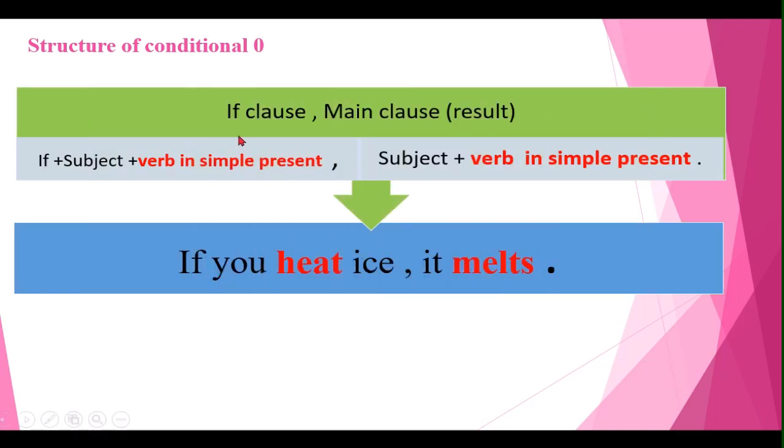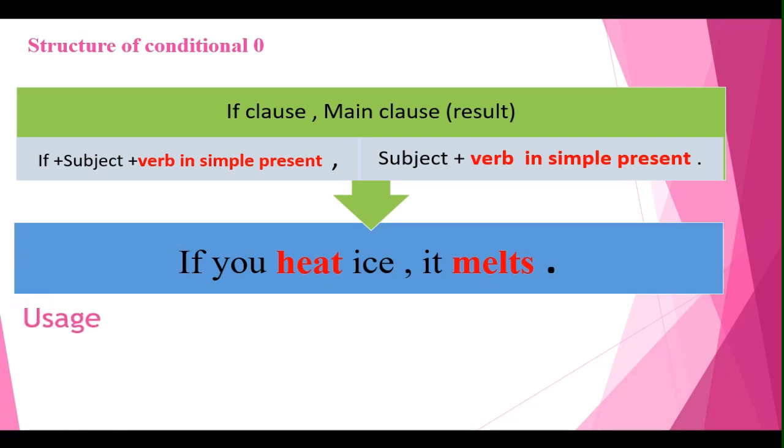Now the structure or the form of conditional zero: if clause plus the main clause or the result. Let's start with the form of the if clause. We start with if plus the subject, which can be a pronoun or a noun, plus the verb in simple present, like heat. Any verb here we have to put in simple present if we are talking about conditional zero. Now the main clause or the result: subject, like it here, and a verb in simple present. Okay, if you heat ice, it melts.